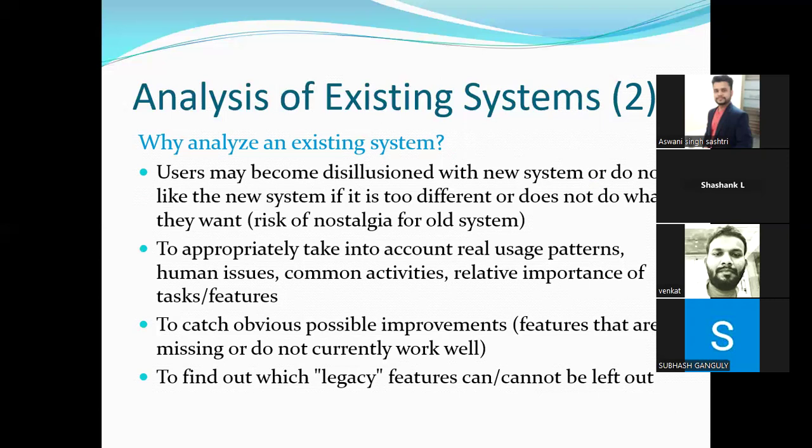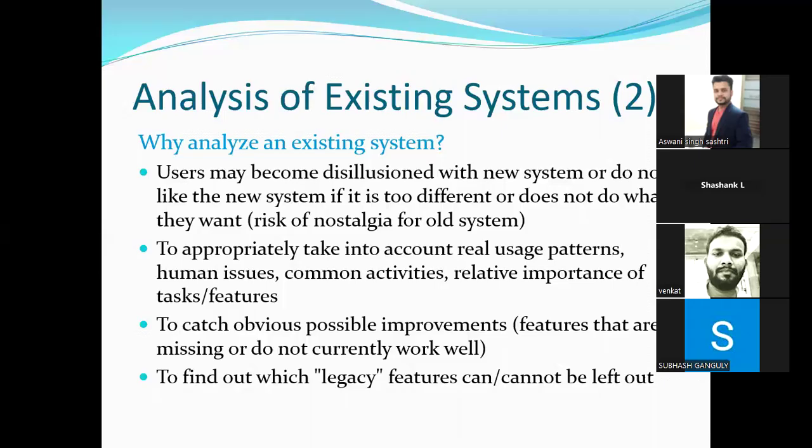So first of all, while we are starting the analysis of existing system, we should know why we need to analyze, what the need of analysis of existing system is. So the first point is that if we are going to create a system which is very different from the old one and it does not do what we want, then it is very painful for us to understand what we will do. That's why the analysis of existing system is required.